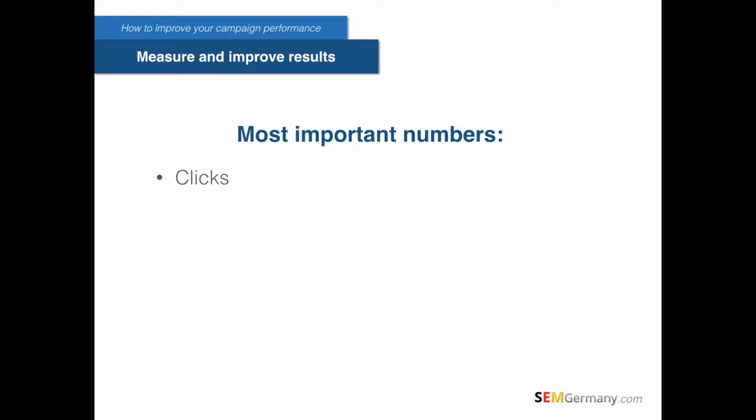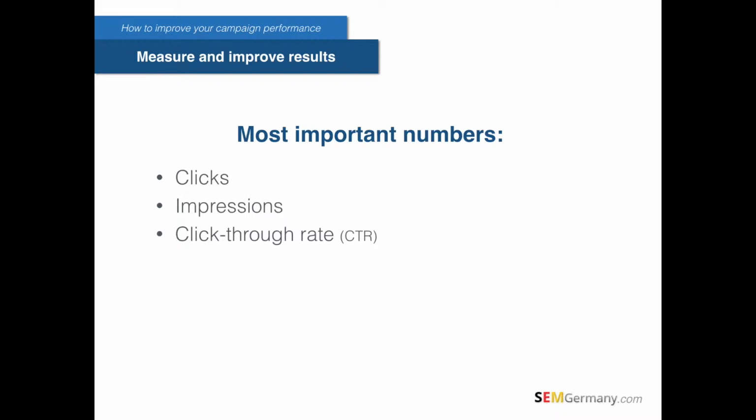But I don't want you to just stop here, because this number alone doesn't tell you anything about performance. When you look at your clicks, you should always compare that number also to the number of impressions your ad was getting. That means how many times did your ad show up? And the ratio of these two metrics, all clicks divided by all impressions, which is called the click-through rate.